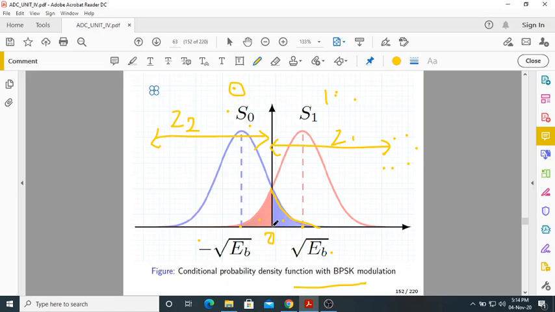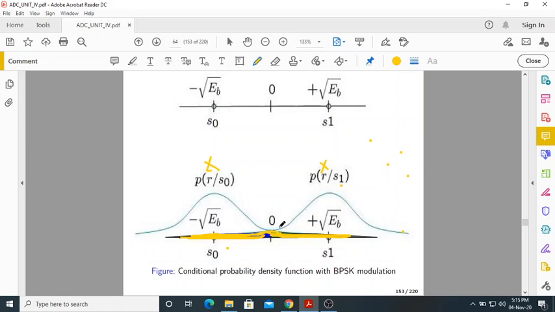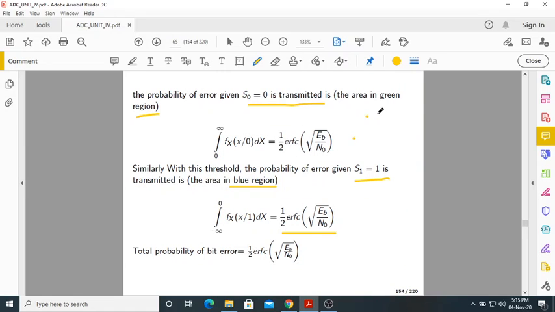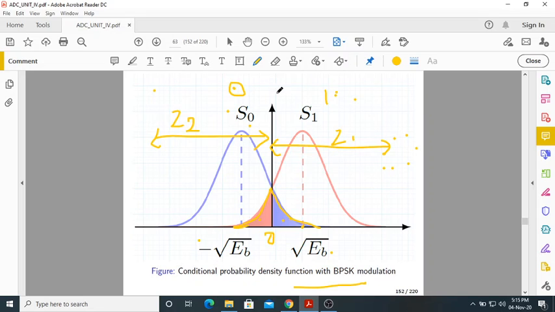The probabilities of getting these two errors are the same, because everything is symmetric about 0. That's why it is enough to find out only one area. If we find one area, this area is also the same as the other. I have written it very clearly here: the green area and the blue area are the same. You find one area, and it is exactly the same as the other. So this is the final probability of error. You can write this answer in the exam also.